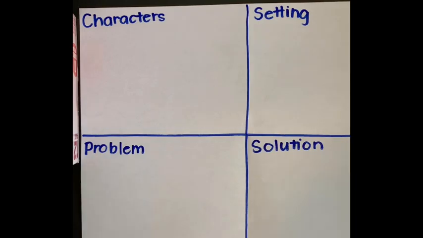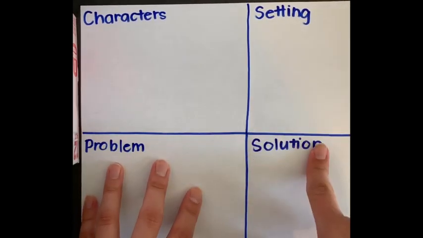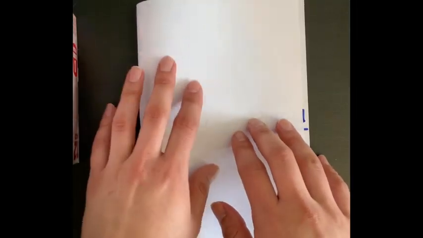Today we are working on our brainstorm for our realistic fiction. So what you're going to need to do is grab a blank sheet of paper, pause the video whenever you need to, and then we're going to divide it into 4 parts. So we're going to fold it in half, the hamburger style, all right, and then open it up.